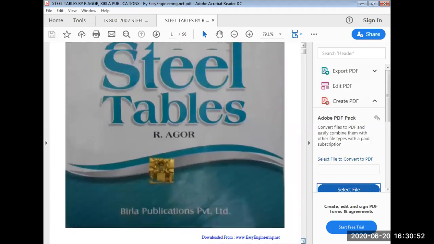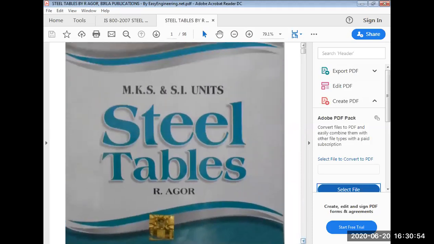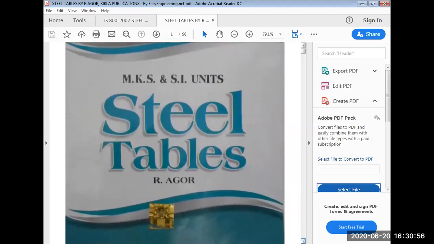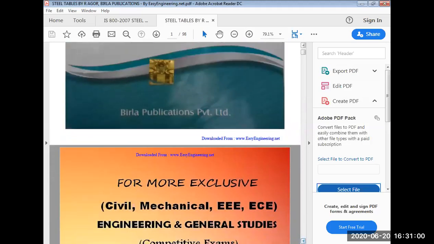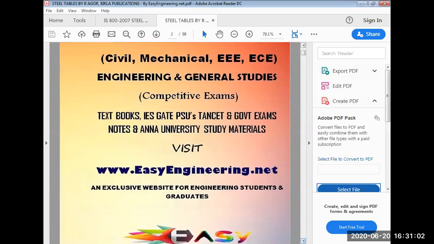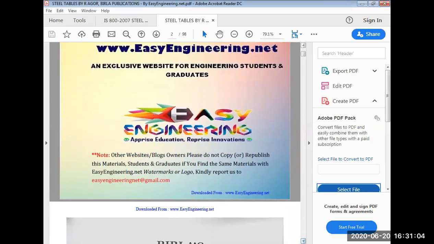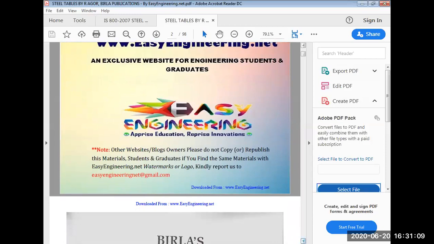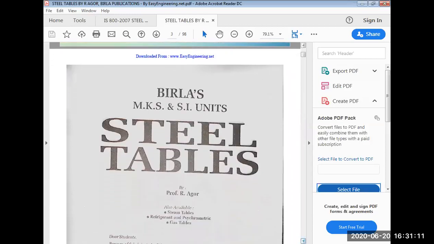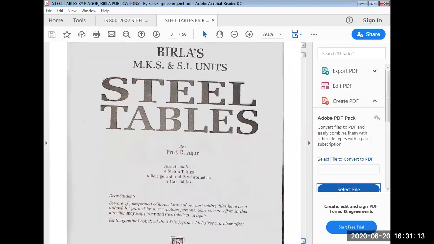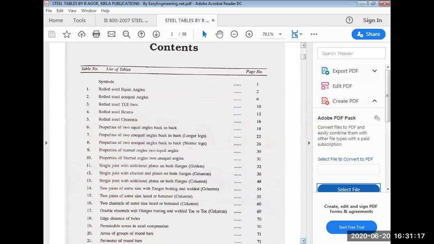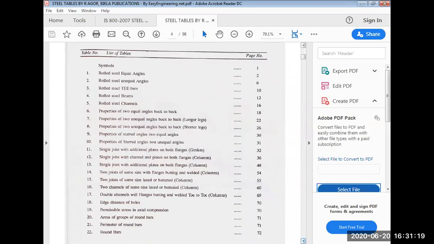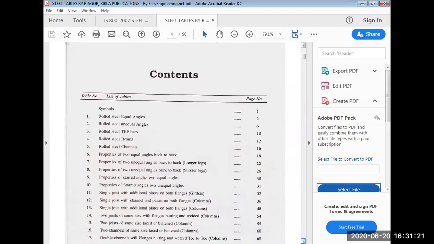So this steel table is prepared by Agor, Birla publication is there. You have to purchase this steel table in the market. You will get it at any stationery book center, you will get this steel table, and I have sent it to you on mail also. Okay, in the steel table, what are the contents?